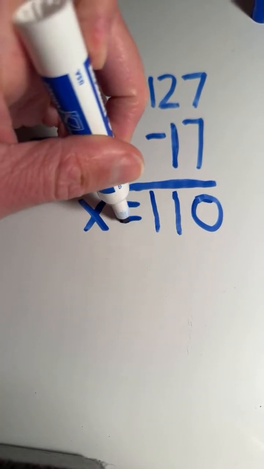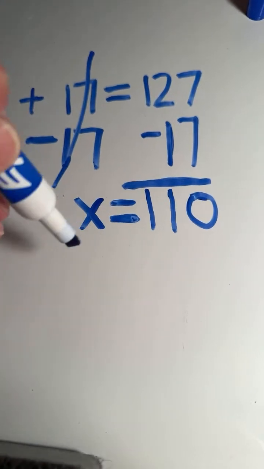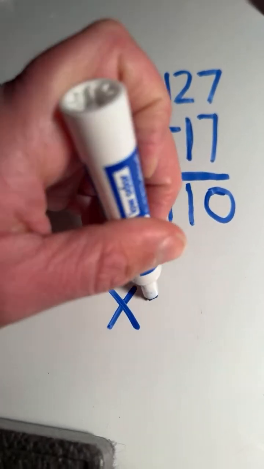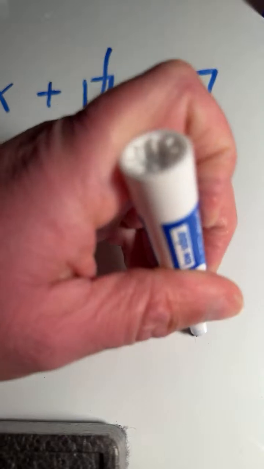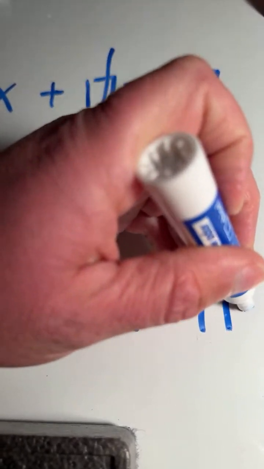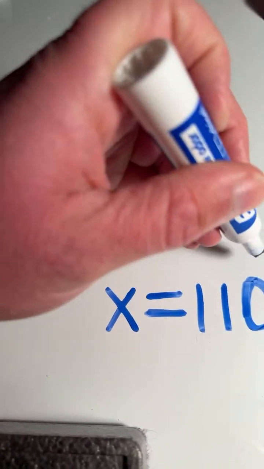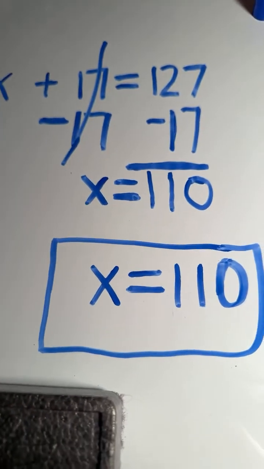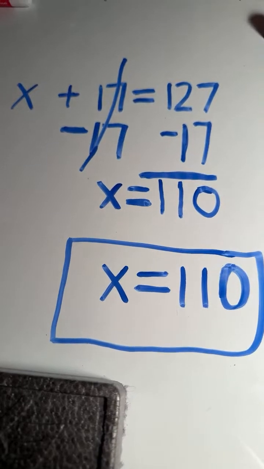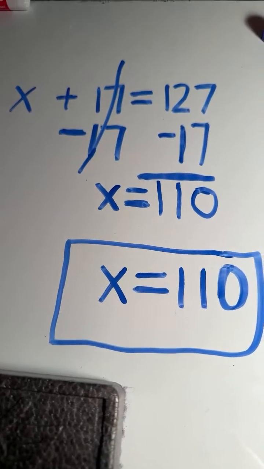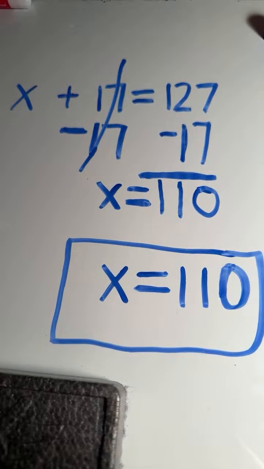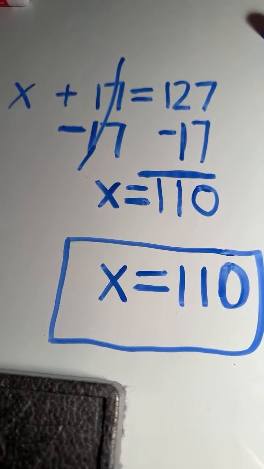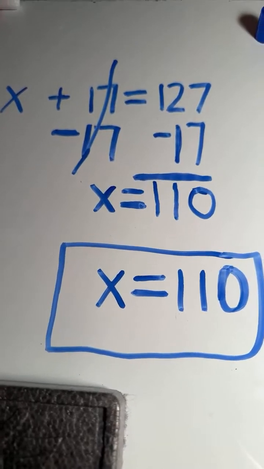Make that a little neater. And a lot of times, sometimes it's good to recopy the answer below and circle it so that way it stands out more. It's just neater that way. X equals 110.